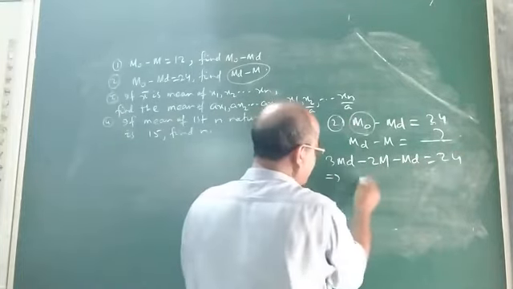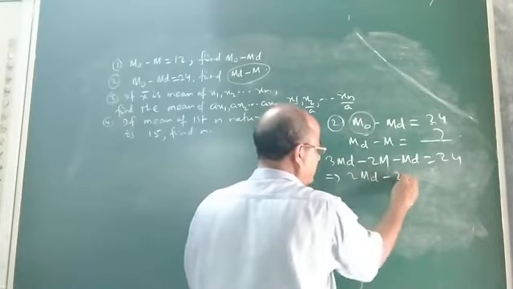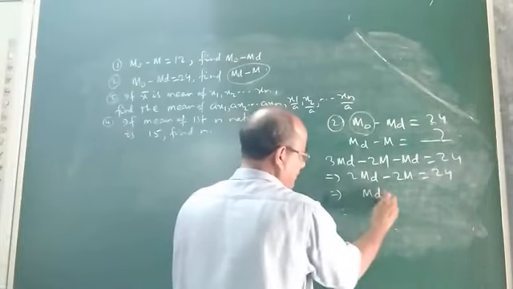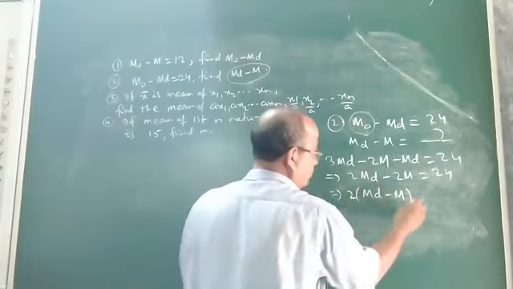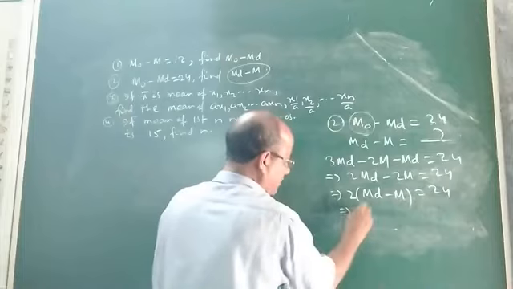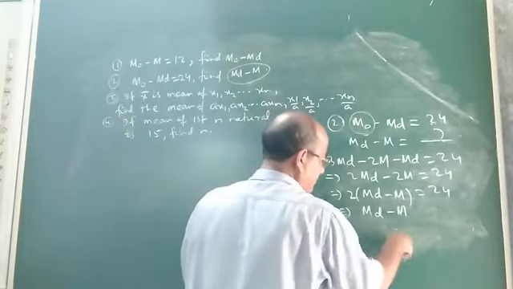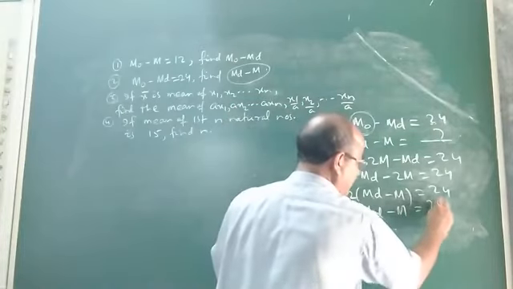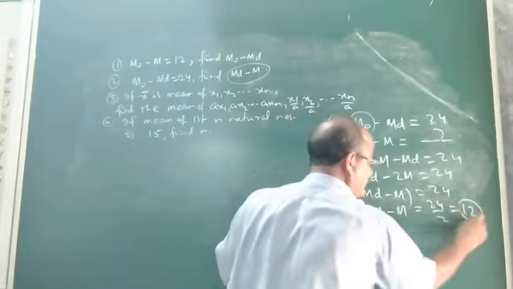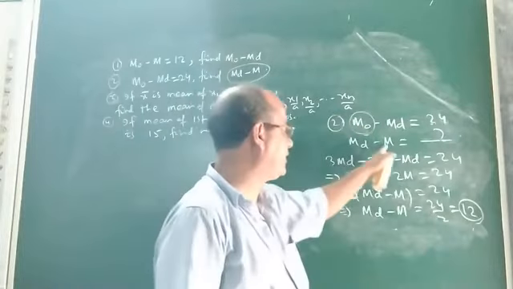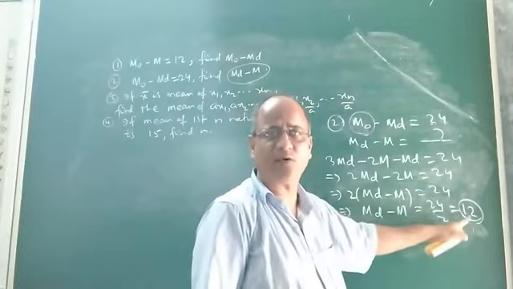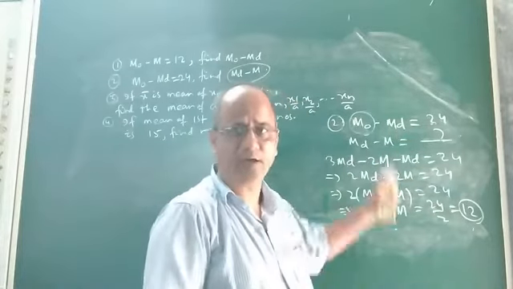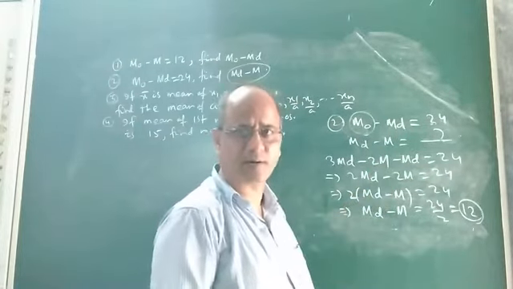3 median minus median is 2 median, minus 2 mean, equals 24. Take 2 common: (median minus mean) into 2 will be 24. Now find the difference. The difference between median and mean is 24 by 2, which is equal to 12. So the difference between median and mean of a series of data will be 12 if the difference between mode and median is 24. This type of question you will solve like this.